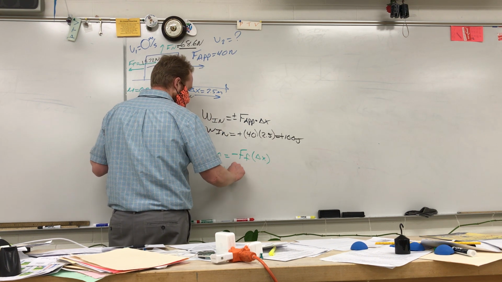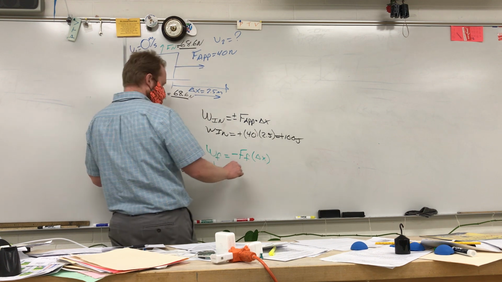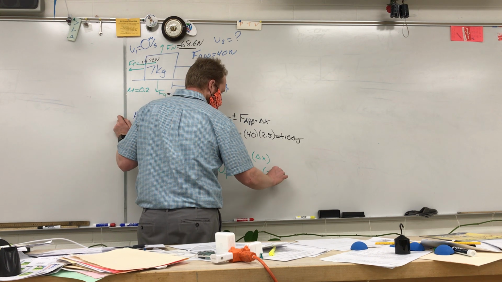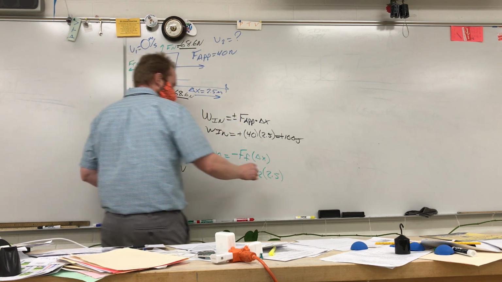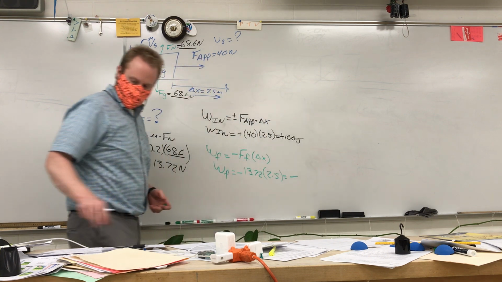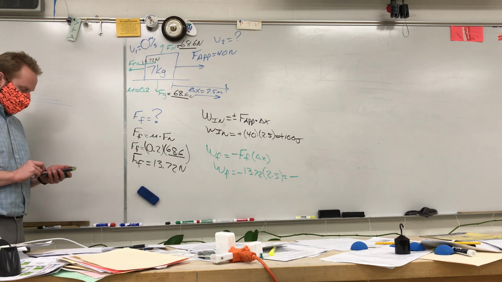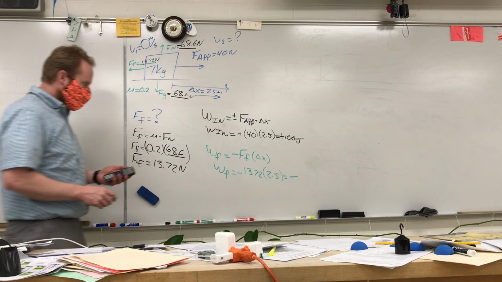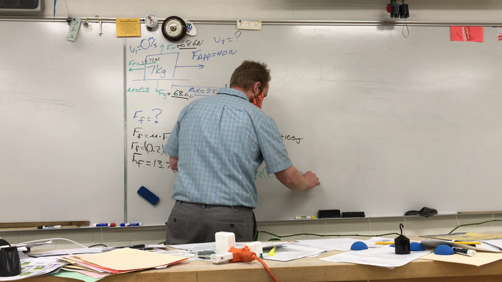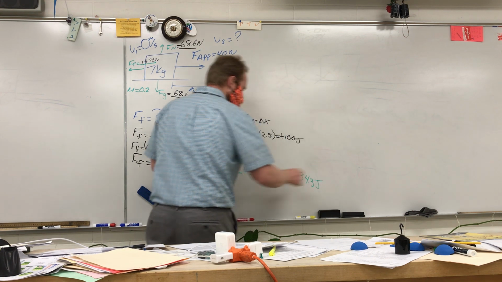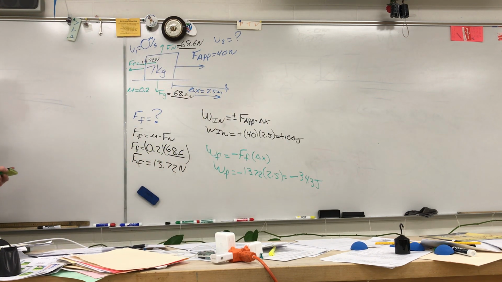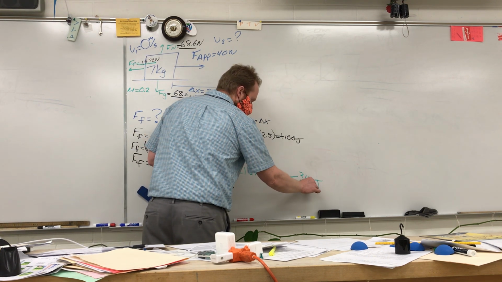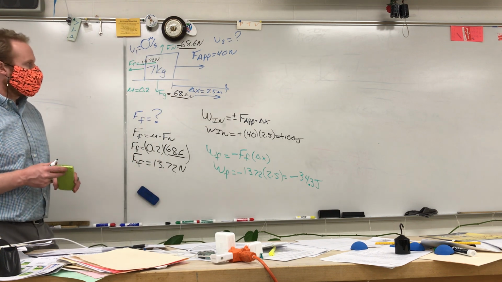The work done by friction is minus our force of friction times our displacement. Our work done by friction is equal to the opposite of our force of friction, 13.72 times 2.5, which is gonna be negative. Friction always opposes motion, therefore the work done by friction is always going to be negative. It's gonna be a negative 34.3 joules, which means friction is going to remove 34.3 joules worth of energy.